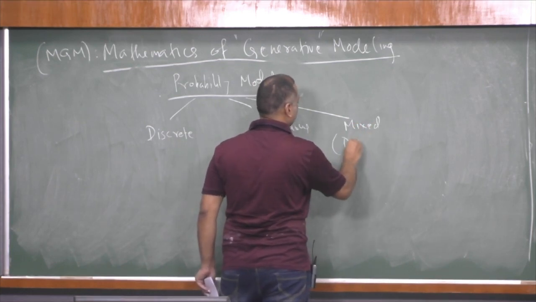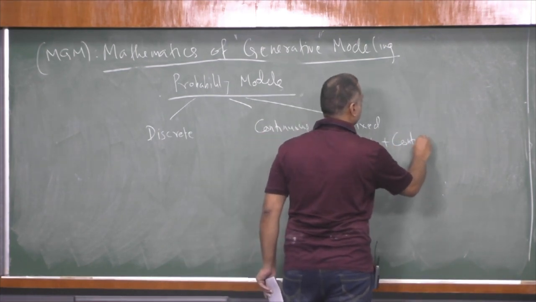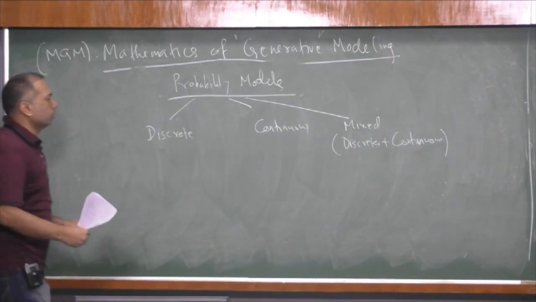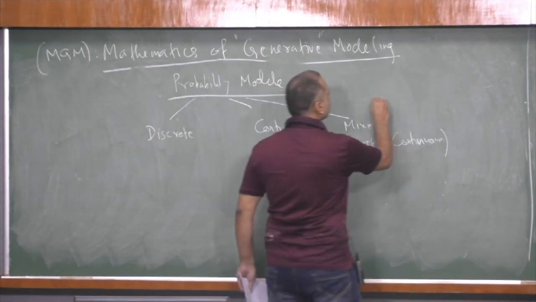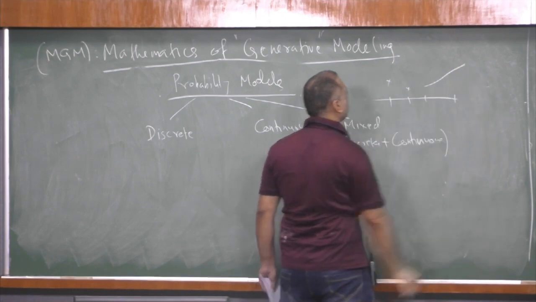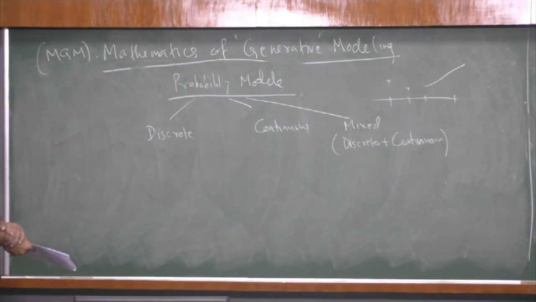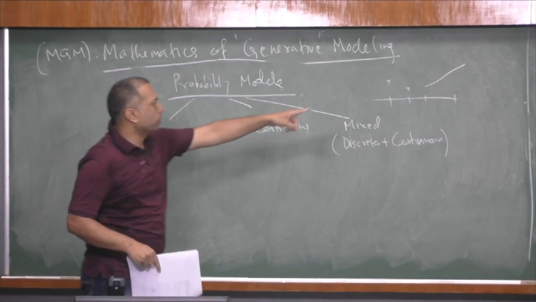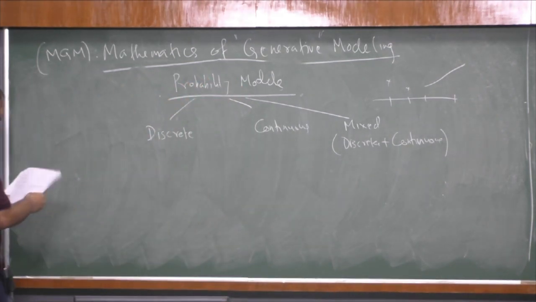So this is like discrete plus continuous. It's a mix of discrete plus continuous, like for certain values it takes discrete values, but for certain values it takes continuous values. So there is a possibility to also use mixed. So let us focus on the discrete case. In fact, what we did is discrete. So let us do some examples on discrete.